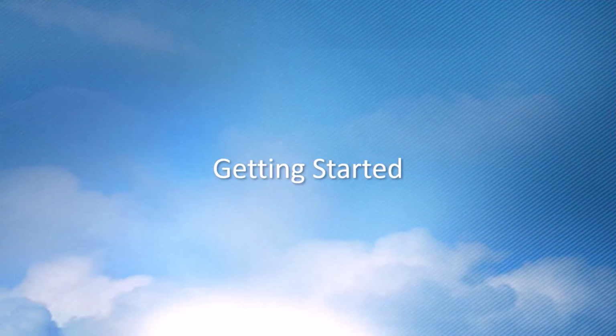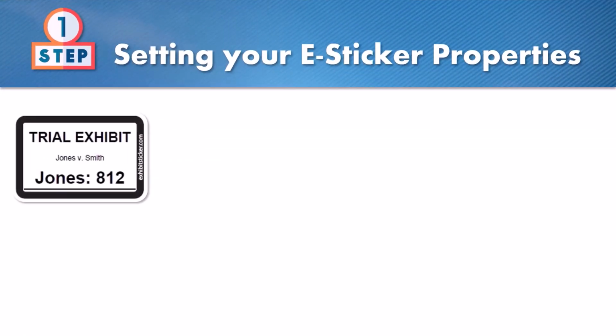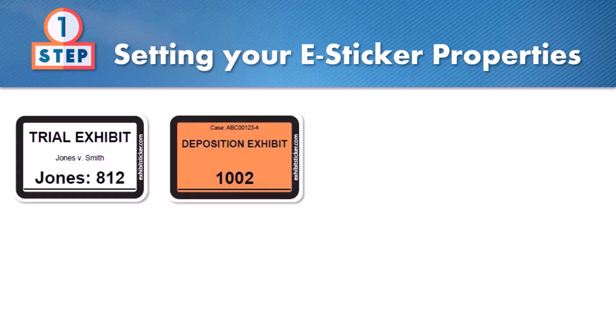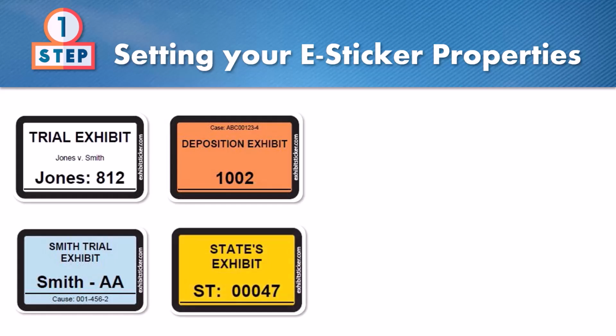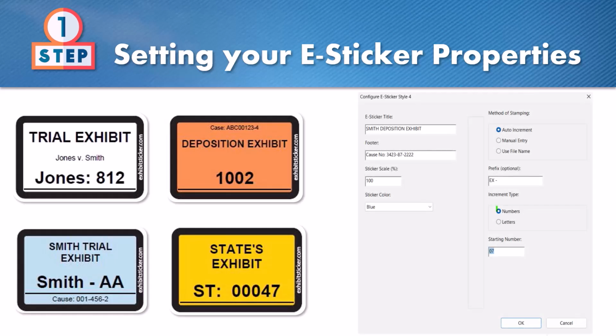Now, the very first thing you need to do is identify what it is you want your exhibit sticker to look like. What color does it need to be? Is it white, blue, yellow? We need to set that property. What does the title need to say? Is it a deposition exhibit? Is it a trial exhibit? Do you need to use numbers or letters in your exhibit stickering? We need to select which one you're going to use. And depending upon the version that you purchased or intend to purchase, you have different options for headers and footers, and sometimes no header or footer at all. And those are all set in the exhibit sticker properties dialog box.